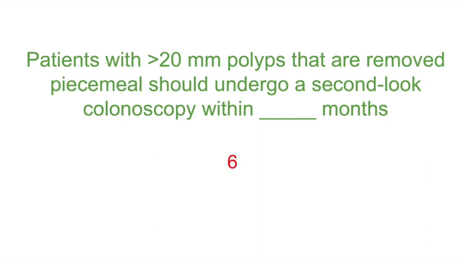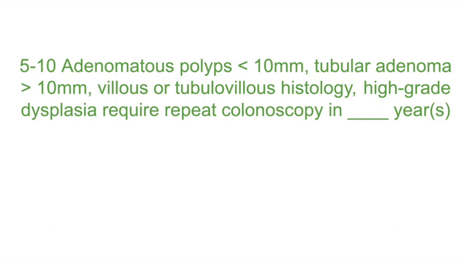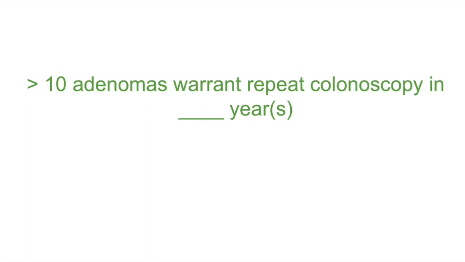5 to 10 adenomatous polyps less than 10 millimeters, tubular adenomas greater than 10 millimeters, villous or tubulovillous histology, high-grade dysplasia, require repeat colonoscopy in how many years? So basically this question is asking if you see any of these conditions, how often do you have to repeat colonoscopy? 3 years. If there are greater than 10 adenomas, how often will colonoscopy need to be repeated?